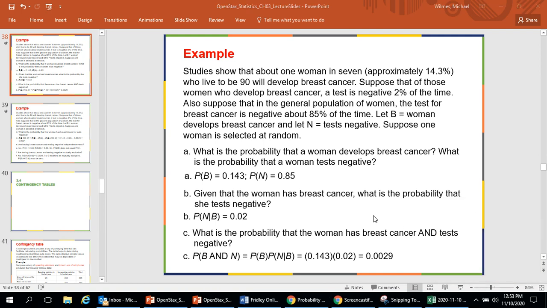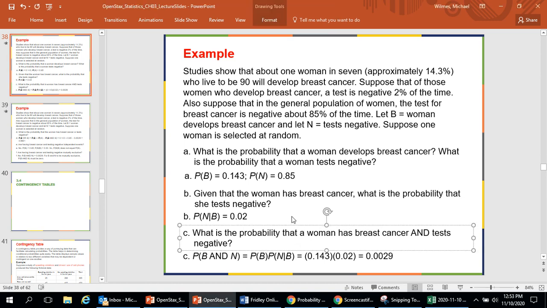What's the probability that the woman has breast cancer and tests negative? Let's see, how is that different from this top one? Given that the woman has breast cancer, what's the probability? Okay, this one should say, what's the probability that a woman has breast cancer and tests negative? So what we need to do is calculate the probability a woman gets breast cancer, and then we need to find the probability that they test negative given that they have breast cancer. So this is going to be very hard to have happen because we need to have breast cancer and test negative.